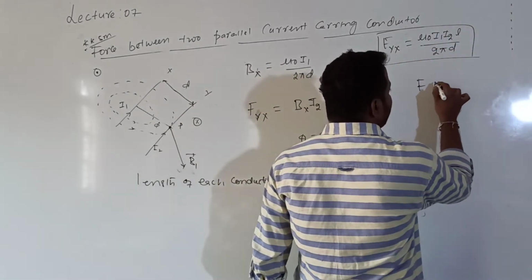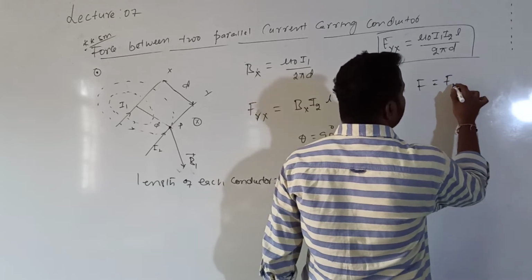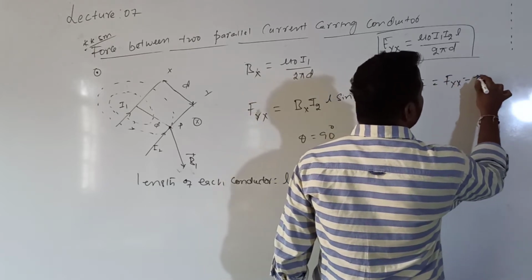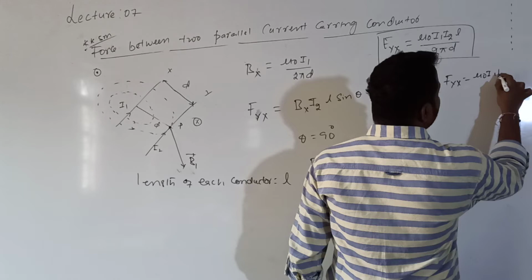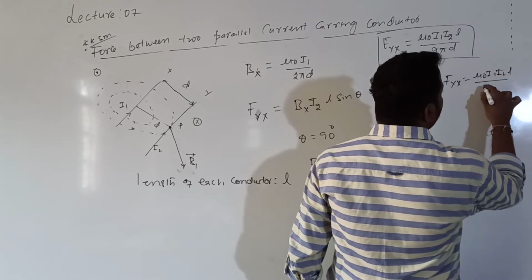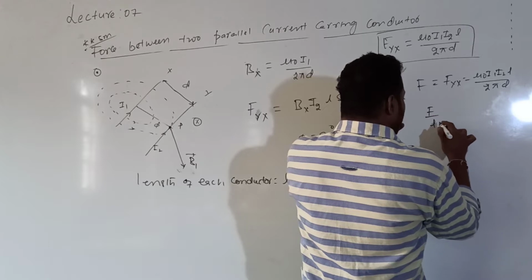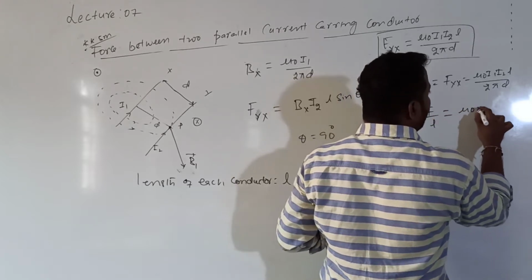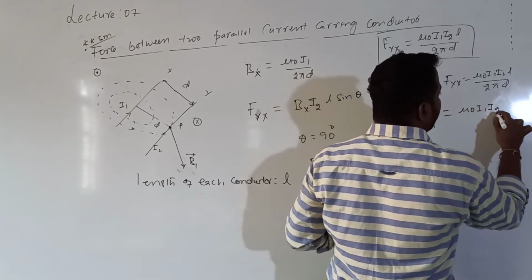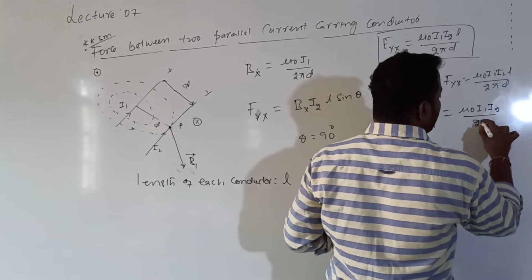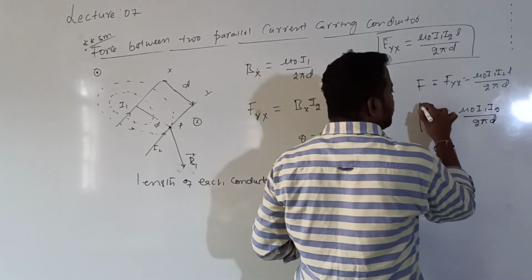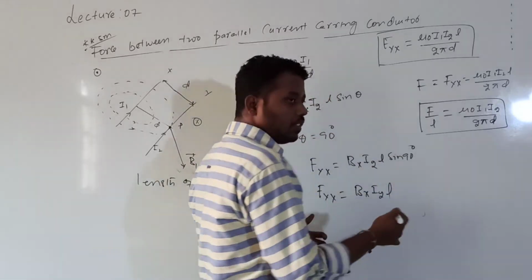So can I call this Fyx as F? Fyx value is equal to mu naught into I1 into I2 into L by 2 pi d. So what is this force acting per unit length? F by L is mu naught into I1 into I2 divided by 2 pi d. So the direction of force will be towards where? Towards X.